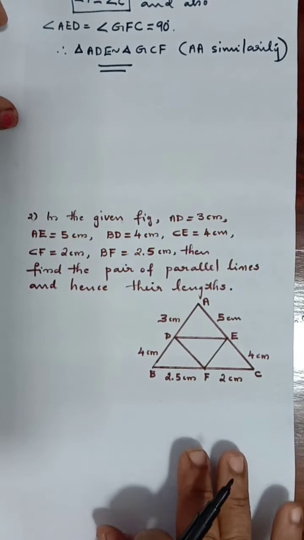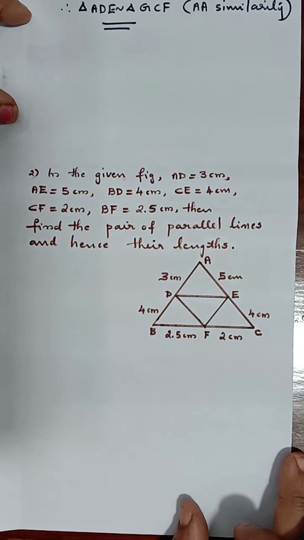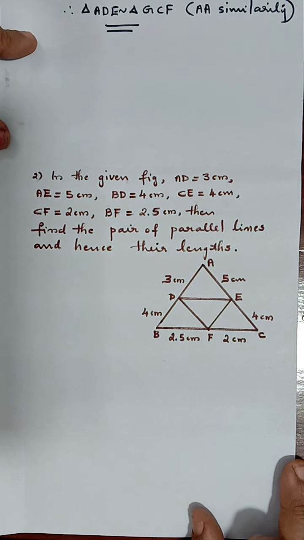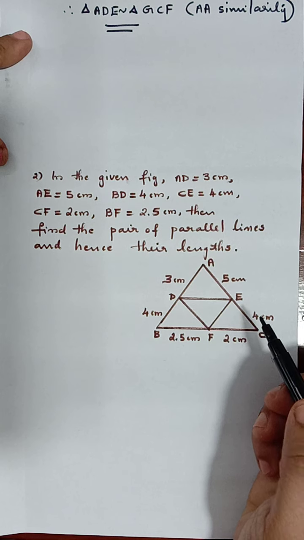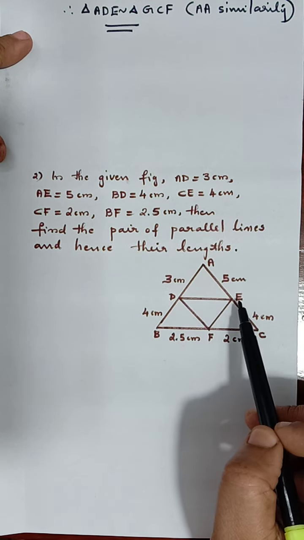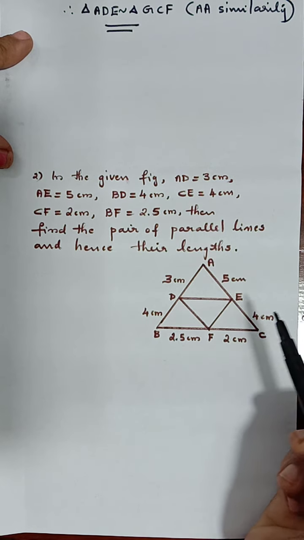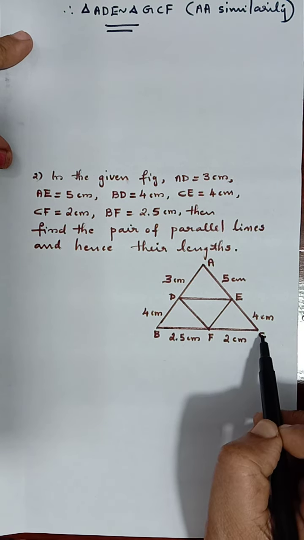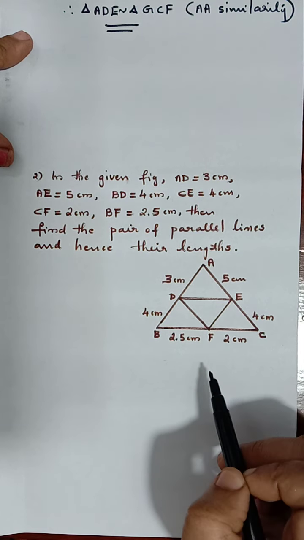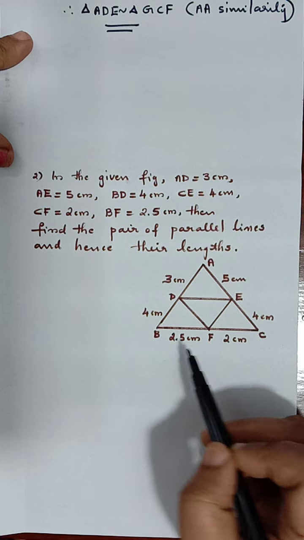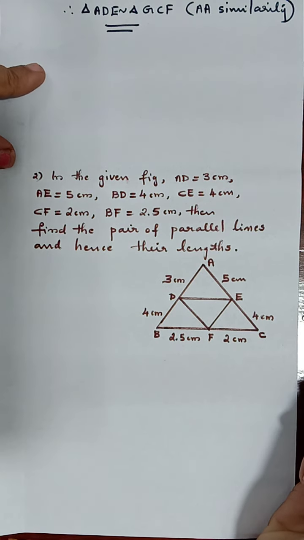You can see the second question in the figure. In the given figure, AD is equal to 3, AE is equal to 5, BD equal to 4, CE equal to 4, CF equal to 2, BF equal to 2.5. Then find a pair of parallel lines and hence their length.